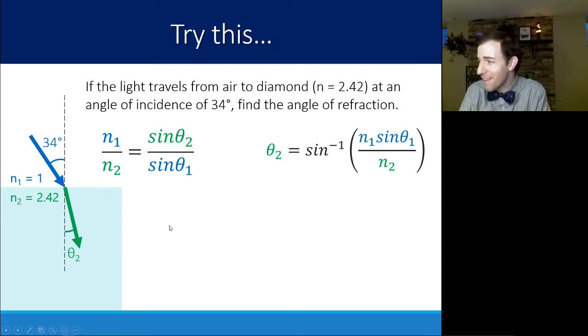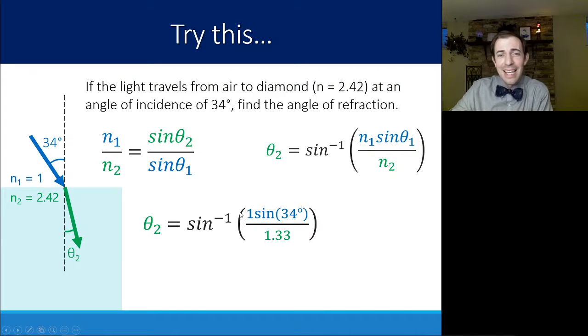Rearranging this formula again, I get theta 2 is equal to inverse sine of n1 sine theta 1 over n2, making sure that I'm in degree mode. I have 1 times sine of 34 divided by 1.33, and that will end up giving me 13.4, which again makes sense. If we're going from less optically dense to more optically dense, we are going to bend toward the normal line and end up with a smaller angle.